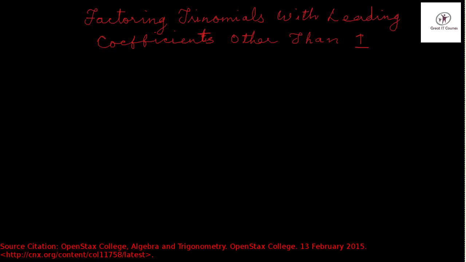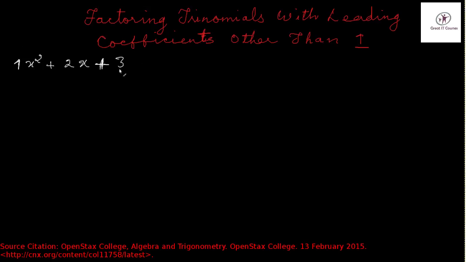So in this video we want to talk about factoring trinomials with leading coefficients other than 1. In the previous videos we have been dealing with trinomials like, for example, x squared plus 2x plus 3. You can see that in this trinomial the coefficient of x squared is 1, and x squared is the leading term, and the 1 is then the leading coefficient. And we found a way to factorize these kinds of trinomials.